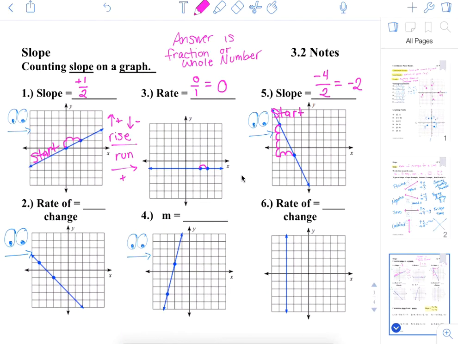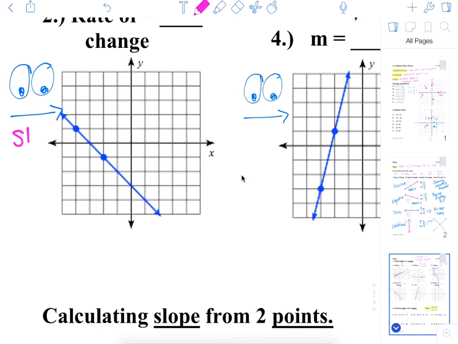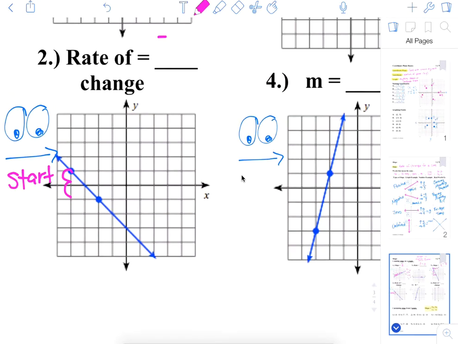Let's try number 2 on the bottom row. I'm starting on the left. So if I count my rise first, I'm moving down again. Down 2, bloop, bloop. That is going to be a -2 because I went downhill. -2 and run 2 again. Bloop, bloop.